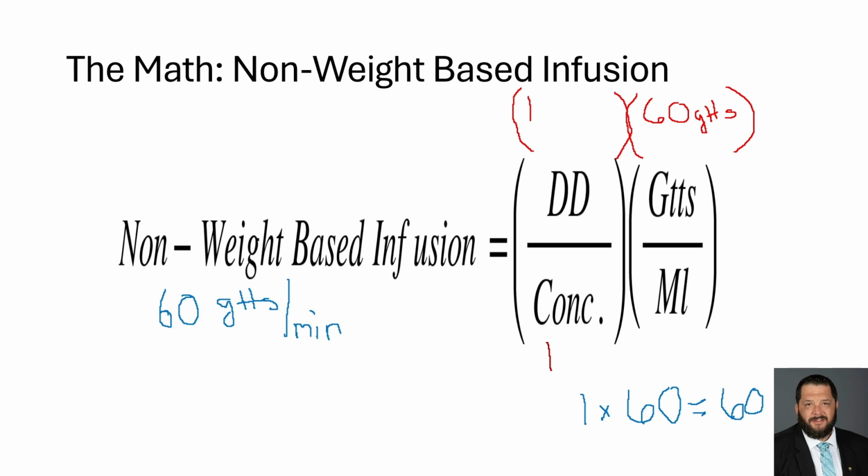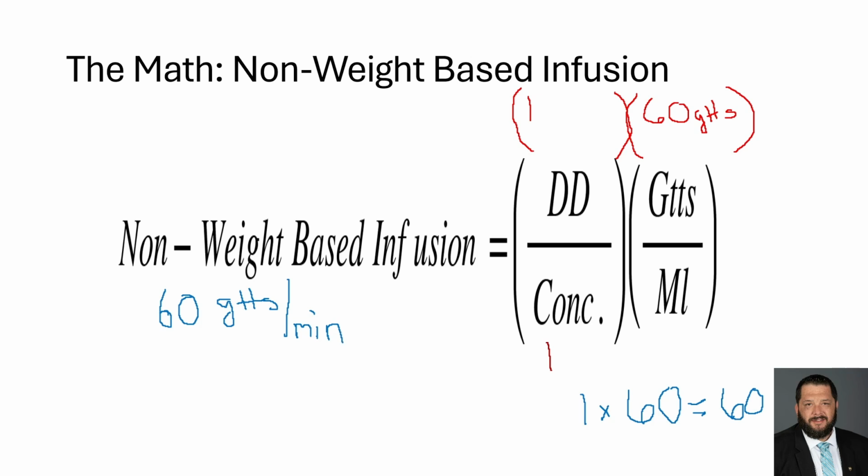Our dose is still 1 milligram per minute. That was our ordered dose, 1 milligram every minute. And we're going to drip this in, or infuse this in, at a rate of 60 drops per minute.